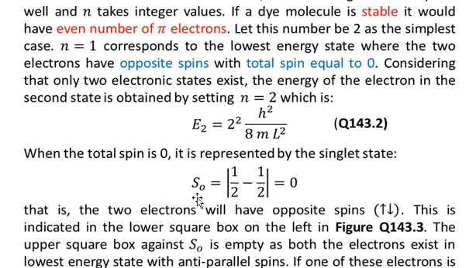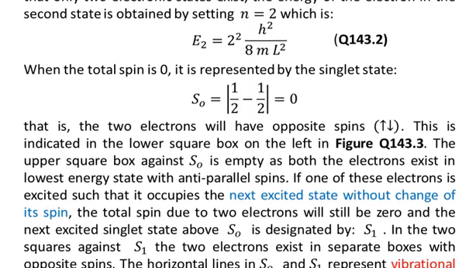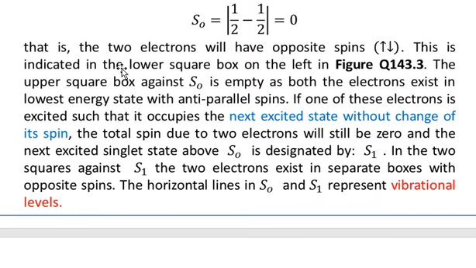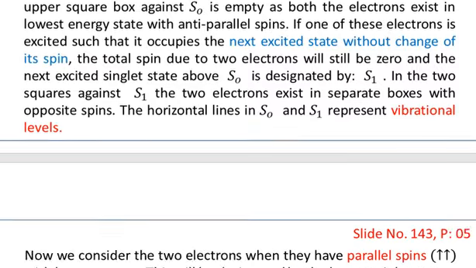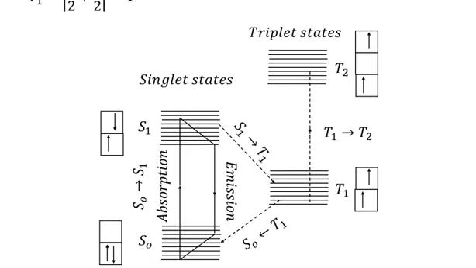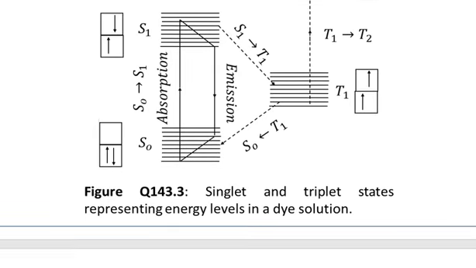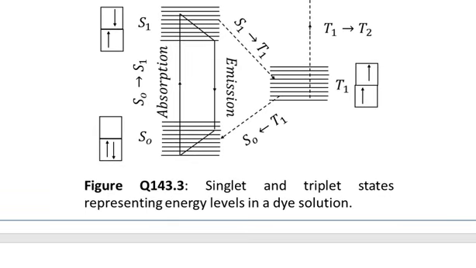That is the minimum electronic state in which the two electrons with n is equal to 1, that is the lowest possible state, have opposite spins. That is, the two electrons will have opposite spins represented by the arrow up and arrow down case. This is indicated in the lower box on the left hand side in figure number 3. So let me show you in figure number 3. For example, this is figure number 3. So let me read the caption first. Singlet and triplet states representing energy levels in a dye solution.